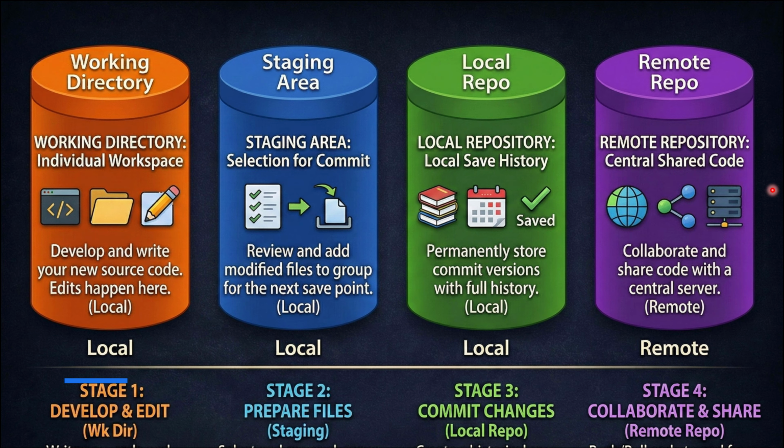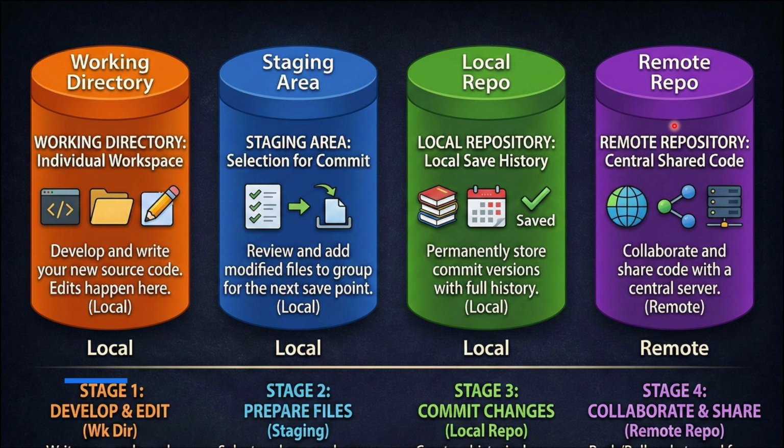So why do we need a local repository? Because it keeps the version history, it allows rollback, it enables branching, and it tracks the full change history. Everything is stored locally on your machine. So these three stages refer to everything on your local machine.